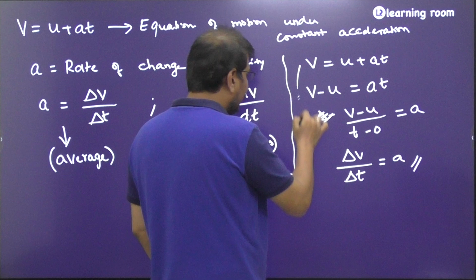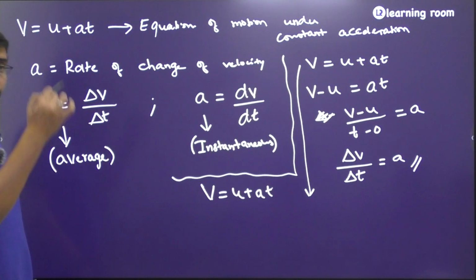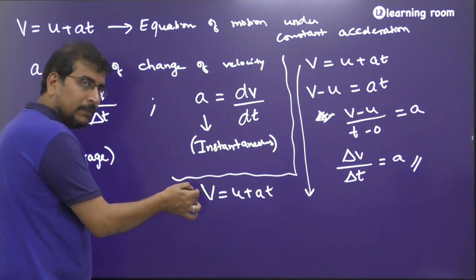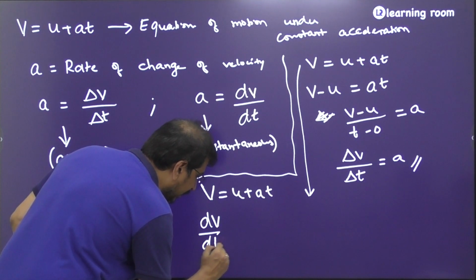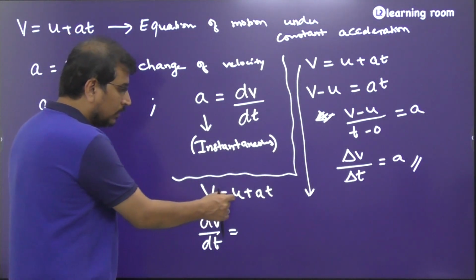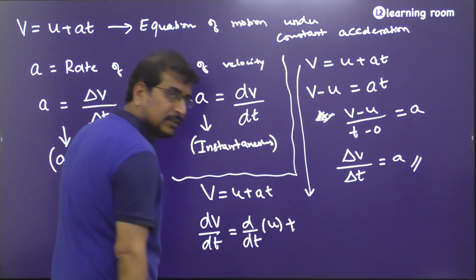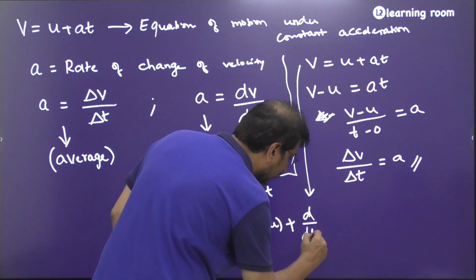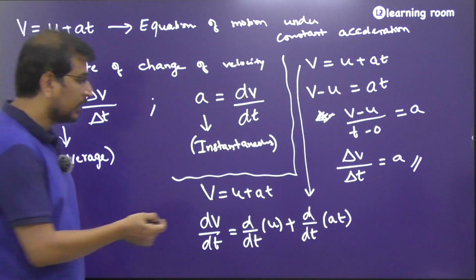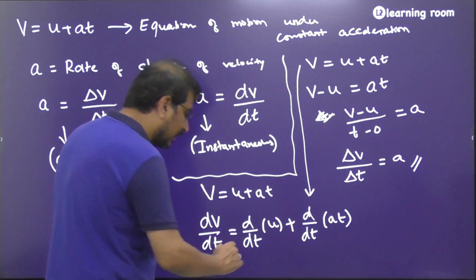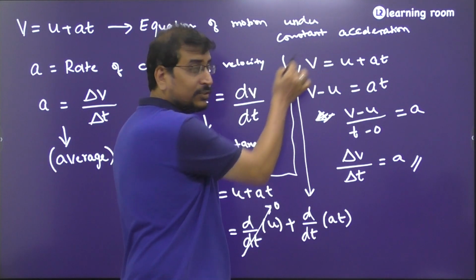But the same thing, v is equal to u plus at. Instead of dy by dx, in the place of y you have v, in the place of x you have t. So if I write this as dv by dt, then this will be equal to derivative of u plus derivative of at, the first algebra of functions. That's what I was about to say. u is a constant because initial velocity is fixed. So this is going to be 0. This formula is derived when the acceleration is constant.